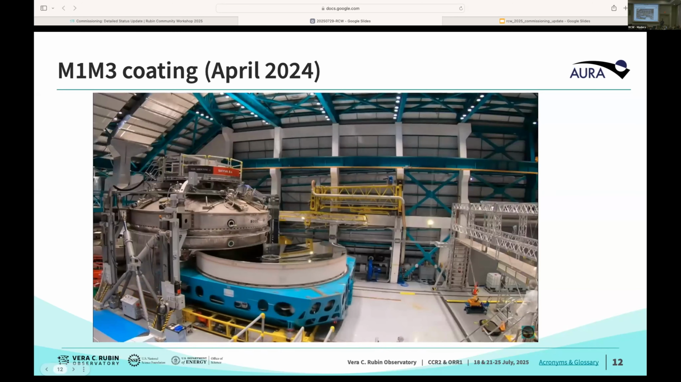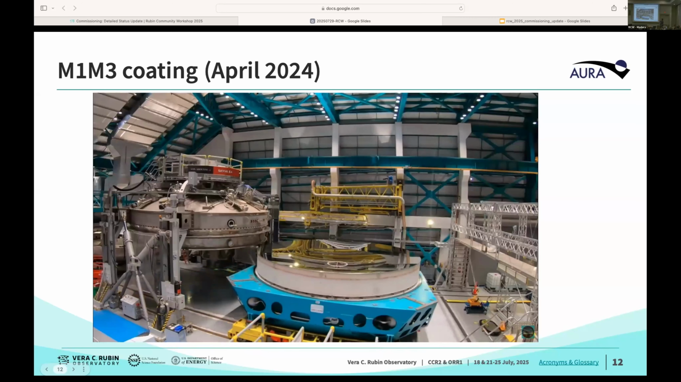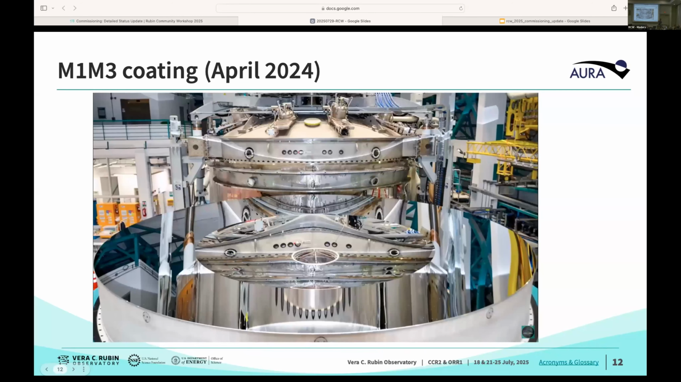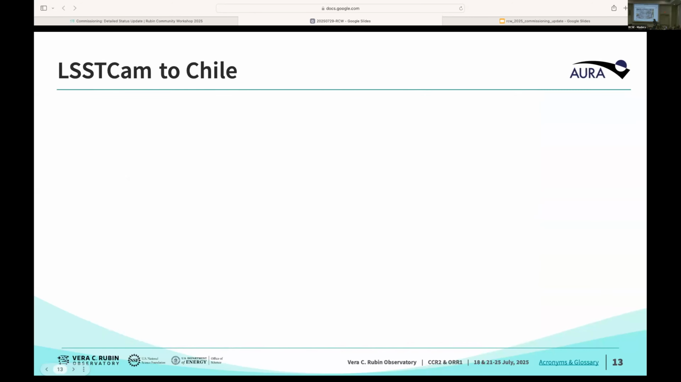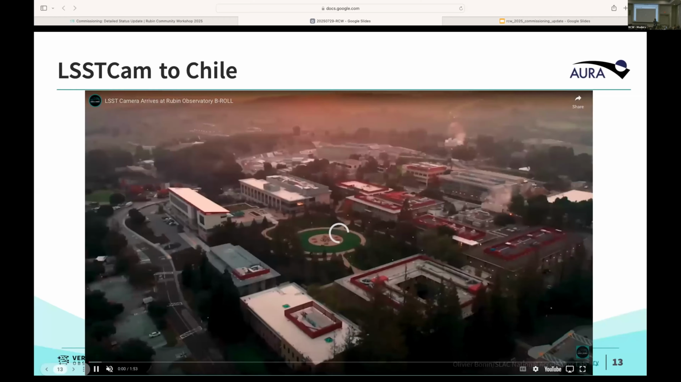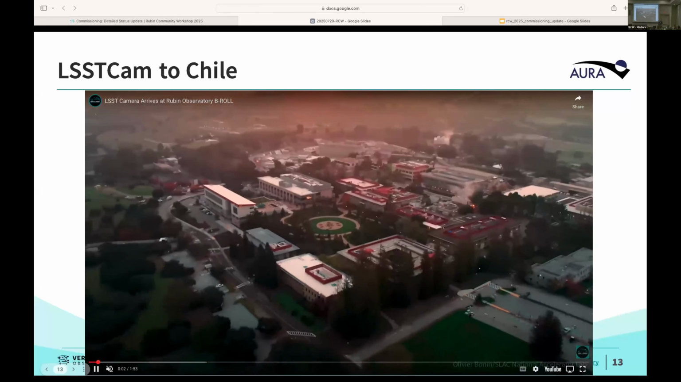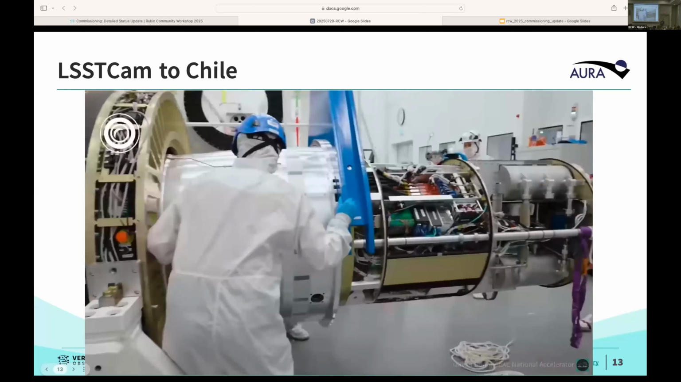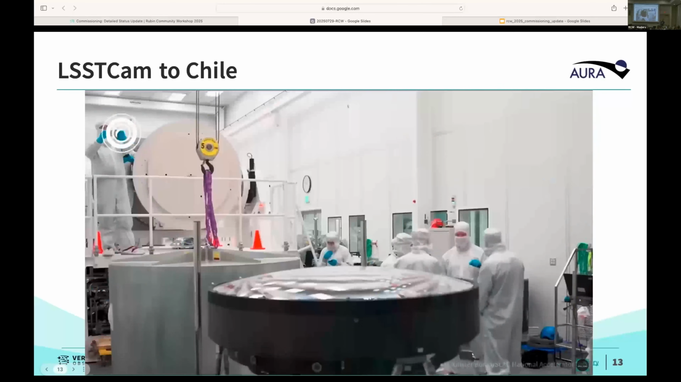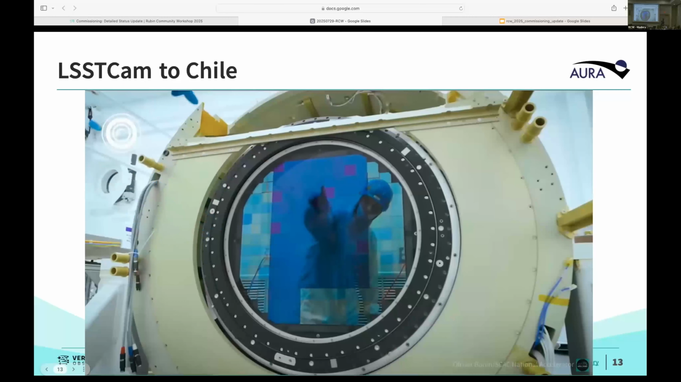And so this was just over a year ago. So the last year plus a bit has been pretty exciting. The next piece that we put into place, the camera came to Chile right after we coated, and that was not by accident. We could not have a camera arrive while we were in the middle of coating. So there was time for one right after another.